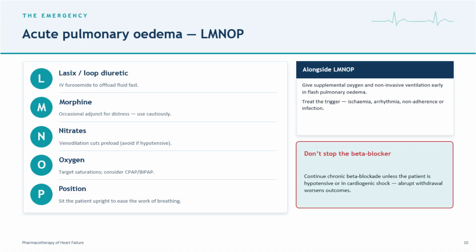One crucial caveat that examiners love: do not stop chronic beta blockers unless they're hypotensive or in cardiogenic shock, because abrupt withdrawal makes things worse. And always hunt down the trigger: ischemia, arrhythmia, non-adherence, or infection. Treat the cause, not just the fluid.